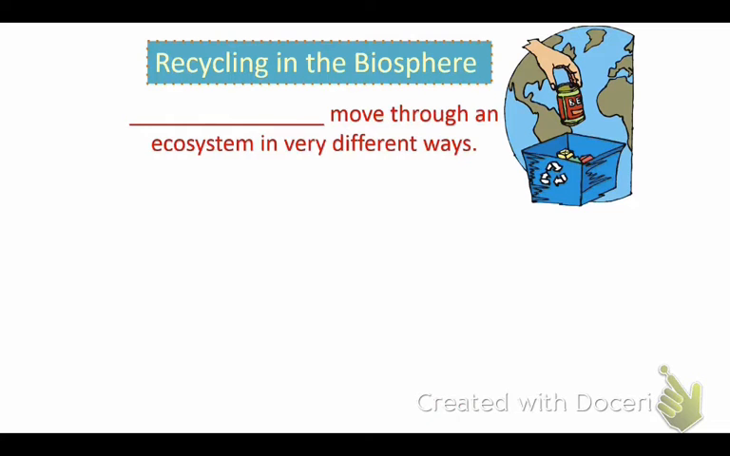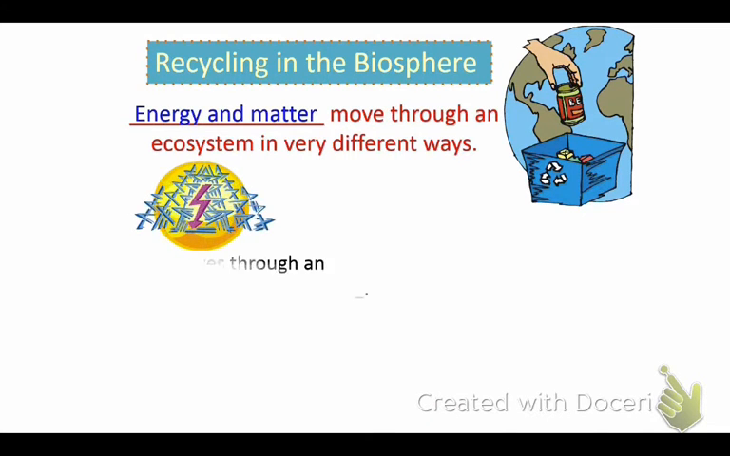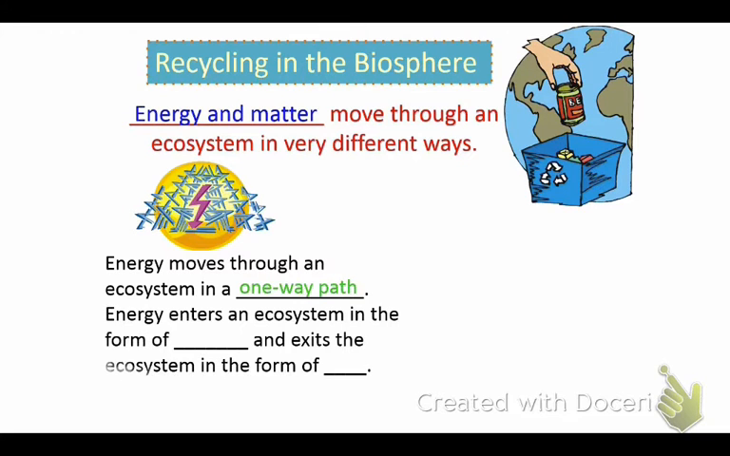All right, so recycling in the biosphere. Energy and matter move through the ecosystem in very different ways. Okay? Energy only moves in one direction. From the sun to the carnivore, or to the top consumer, right? Does the eagle give energy back to the grass? No. Okay? So it's a one-way path.